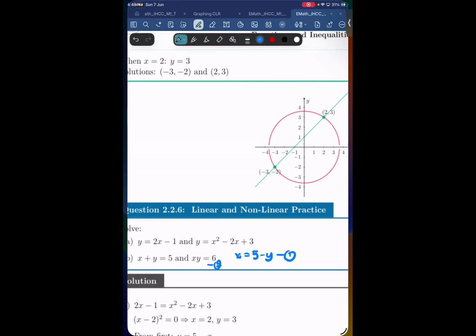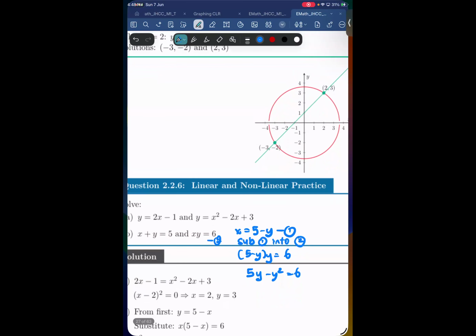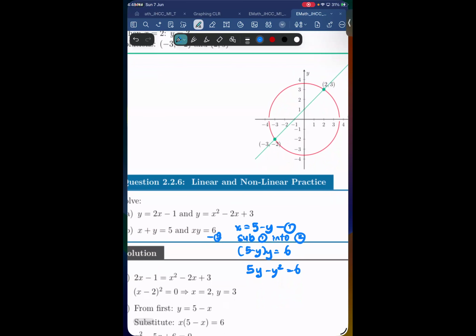So all I need to do here is sub equation 1 into equation 2. So 5 minus y times y equals 6. So 5y minus y squared equals 6. Then you can solve the equation. We make it nicer first. For a quadratic equation, typically what we want is the coefficient of y squared to be 1. So minus y squared is not good, right? So we can multiply both sides by minus 1. So y squared minus 5y equals minus 6, and we move the 6 over: y squared minus 5y plus 6 equals 0.